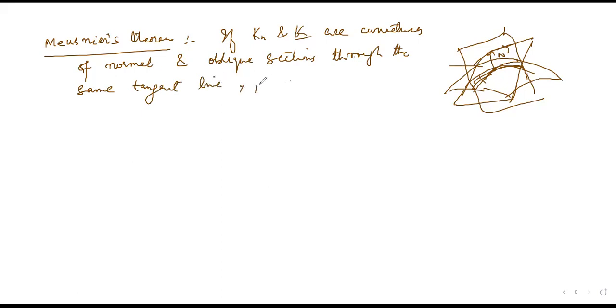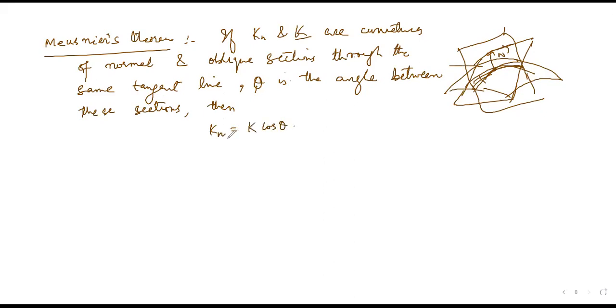and theta is the angle between the two planes, maybe between the normals of the two planes, but that would be the same, I think. Theta is the angle between these sections, between these curves, or between these planes which contain these curves. Then Kn is equal to K cos theta. Of course, it's very simple to prove. The proof is also very easy. How?